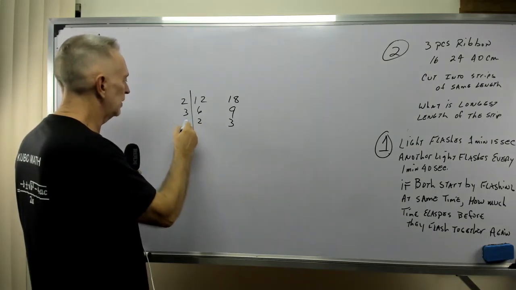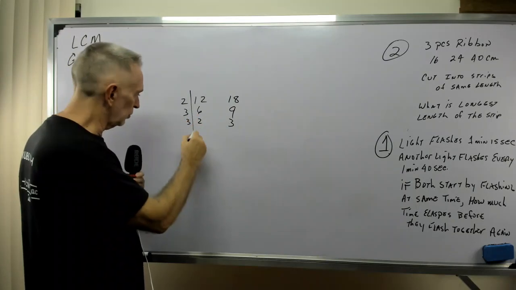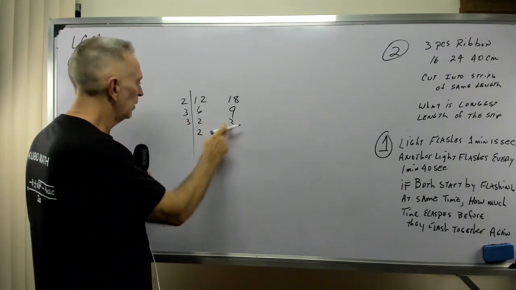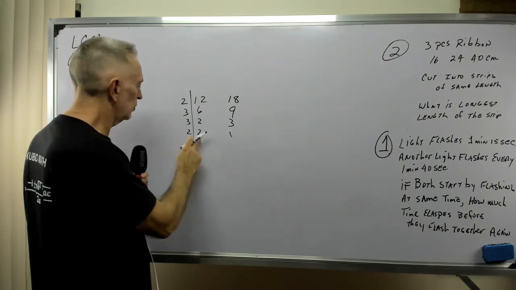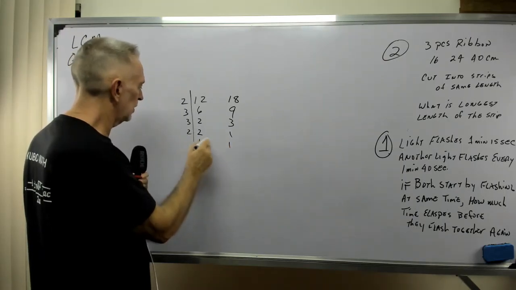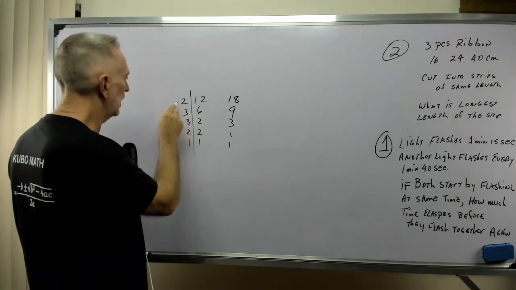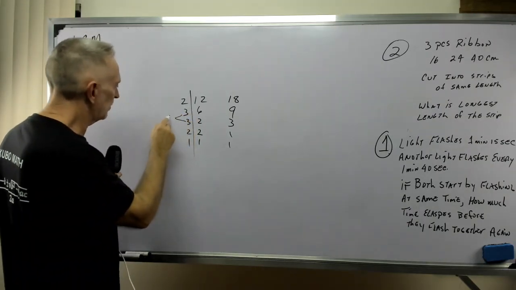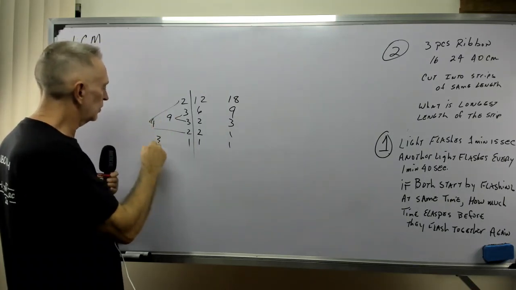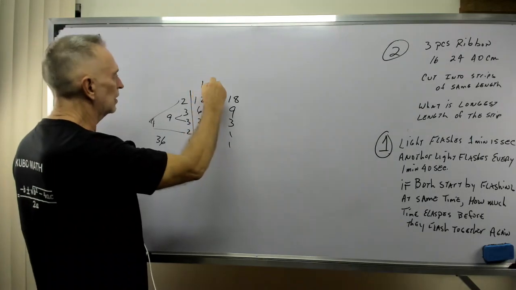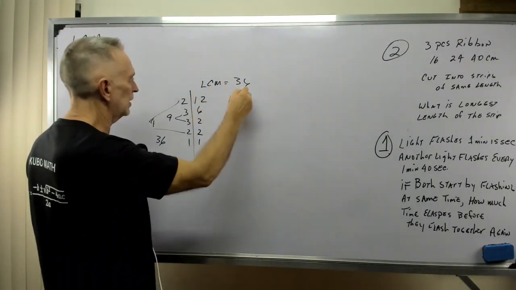So now let me continue with the 3. I can't divide that evenly into the 2, so I'll just bring the 2 down. 3 divided by 3 is 1. Okay, now I'll do the 2. 2 divided by 2 is 1. Bring the 1 down. Bring the 1 over. Okay, now I can multiply these together. 3 times 3 is 9. 2 times 2 is 4. 9 times 4 is 36. So it says the least common multiple between 12 and 18 is 36.